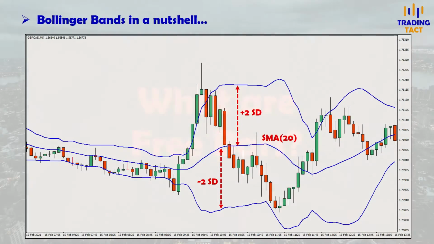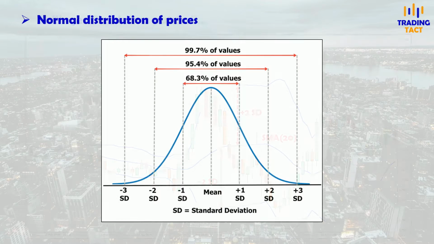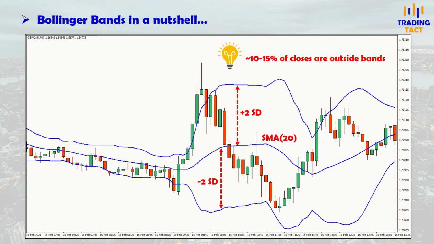Bollinger Bands consist of a 20-period simple moving average, with a pair of bands plotted at 2 standard deviations above and below it. For short-term reversal trading, these default settings work great. If prices were normally distributed, they would close outside the bands only 5% of the time. In reality, due to noise and periodic releases of economic reports, I estimate the real figure to be between 10 to 15% of the time.